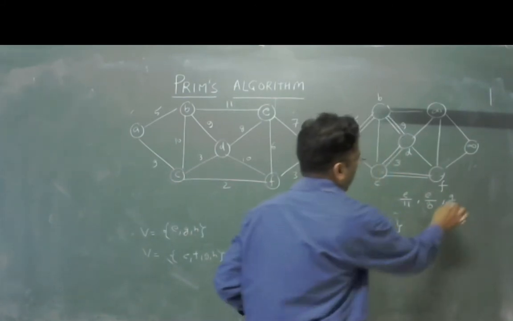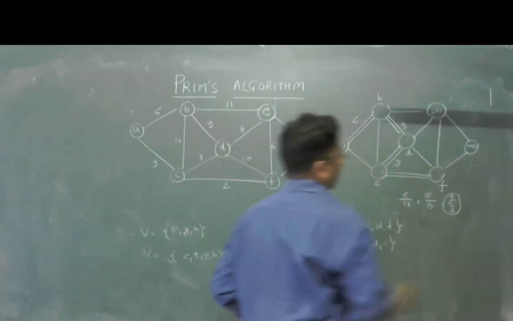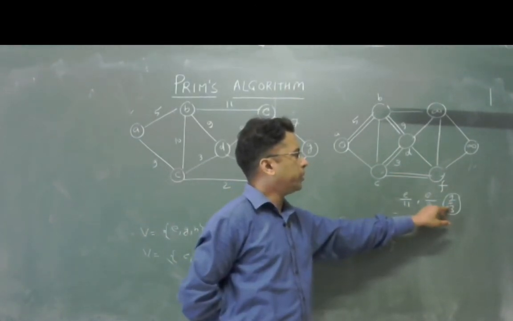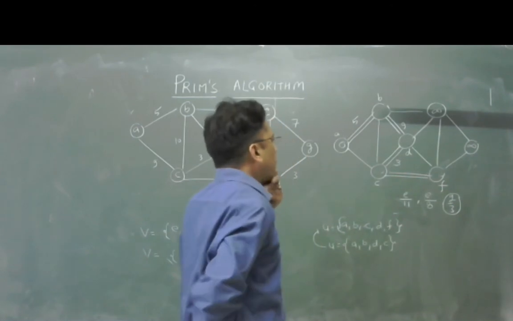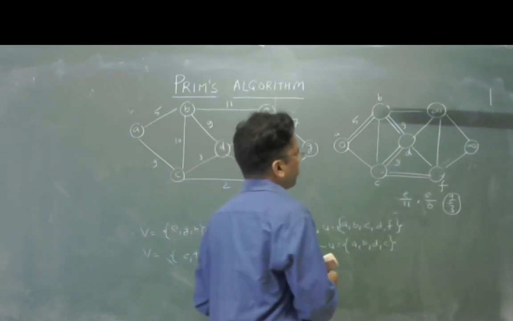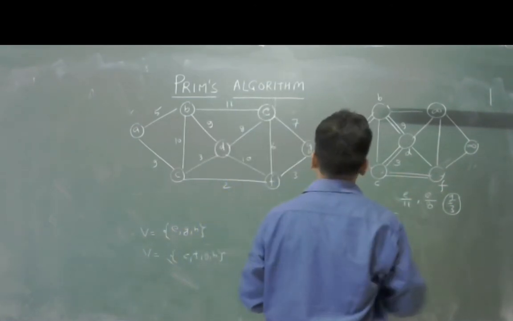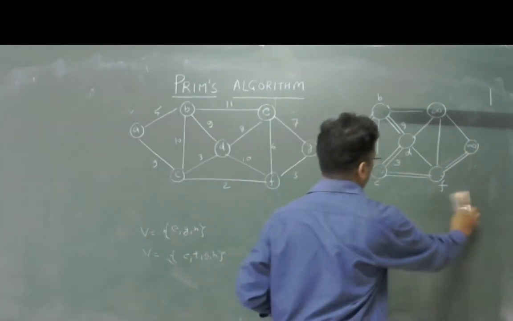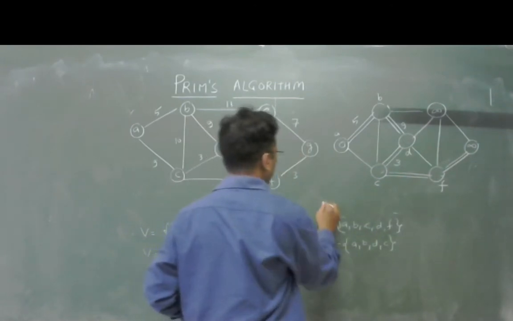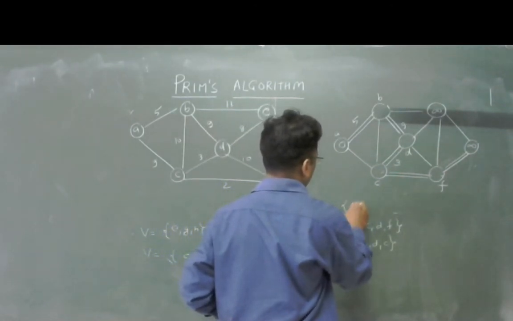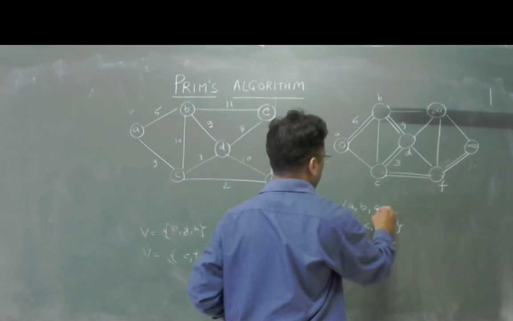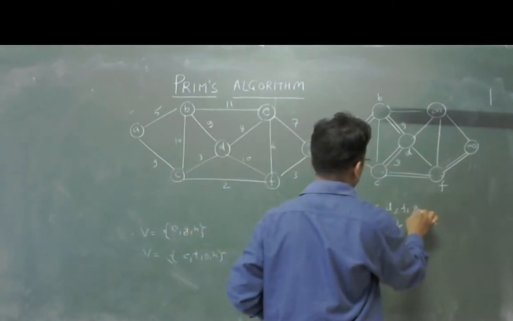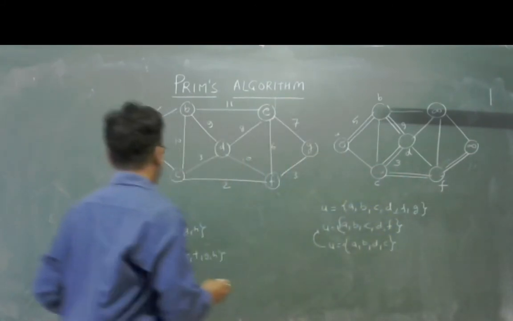Now, among these values, we can discover the new node with a minimum distance of 3 through F. So we shall choose this one. So this part will be chosen. Okay, so after choosing this, the set will become A, B, C, D, F, and G.